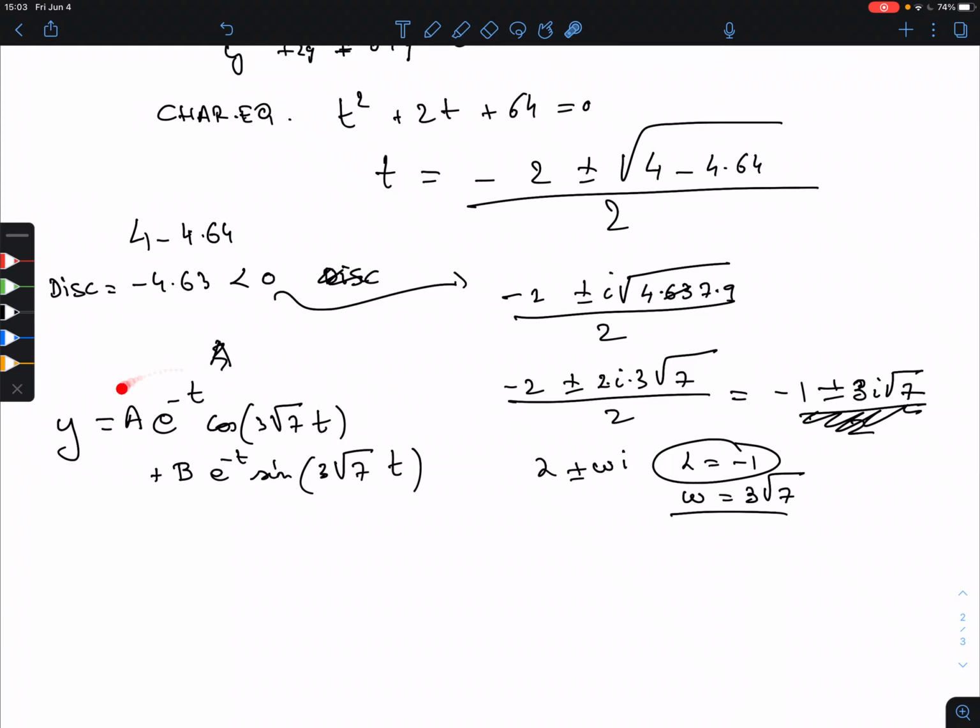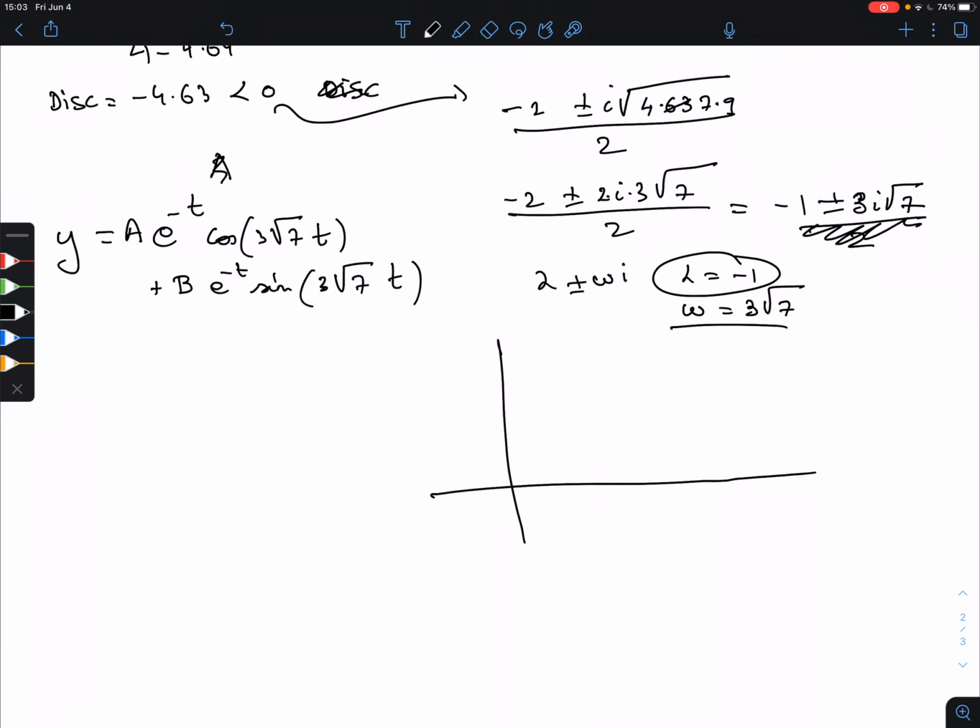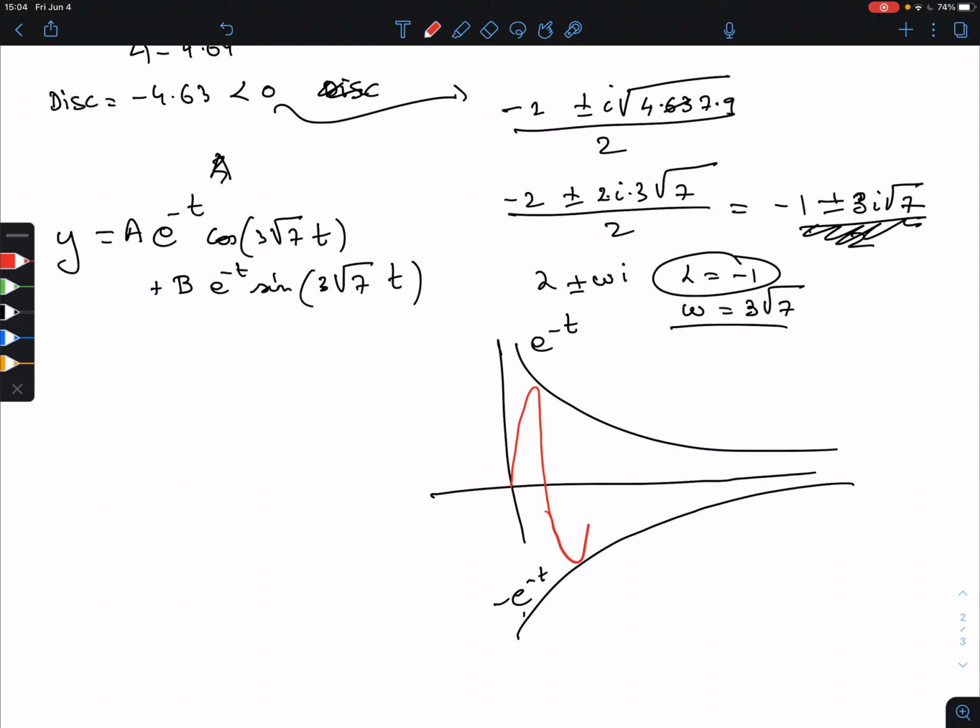And in the limit, this goes to 0 again. So let me make the picture here. This is the function e to the minus t. And what the cosine or sine does is go up and down. I should also make the symmetrical one, which would be minus e to the minus t. So this is what we see.